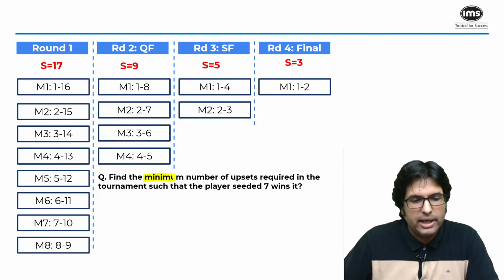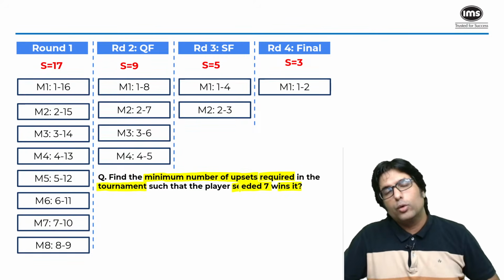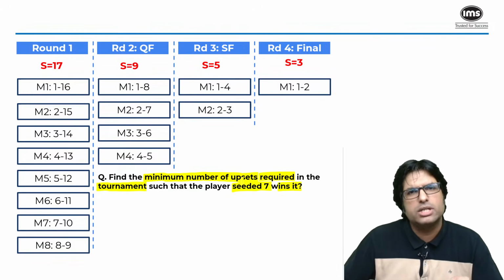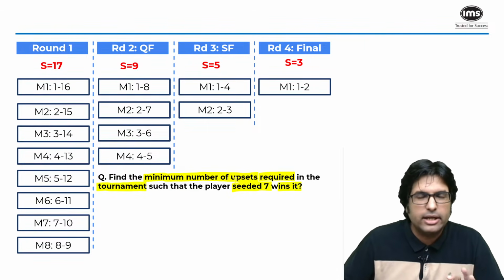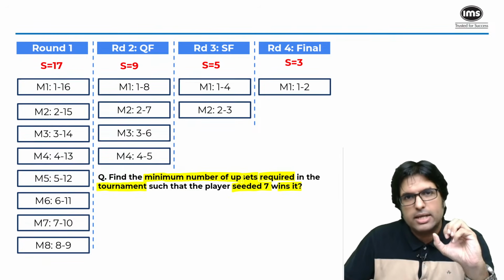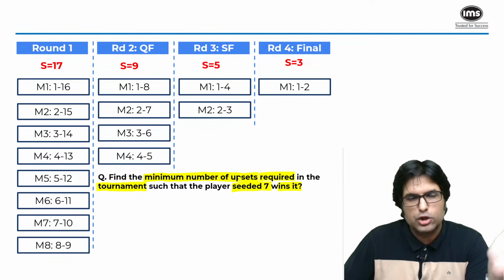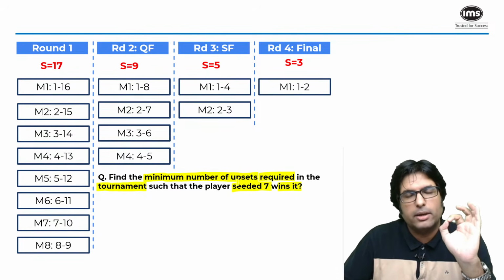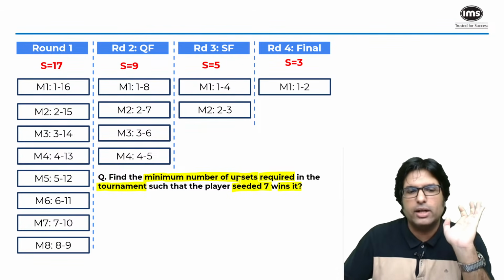They are saying find the minimum number of upsets required in the tournament such that the player seeded 7 wins it. Now believe me, a lot of good aspirants even would find this question slightly challenging. I won't say very tough, but slightly challenging. What we are going to do is understand the answer for this question assuming 16 players, and then we would generalize it across the spectrum so that it becomes very easy irrespective of the number of players.